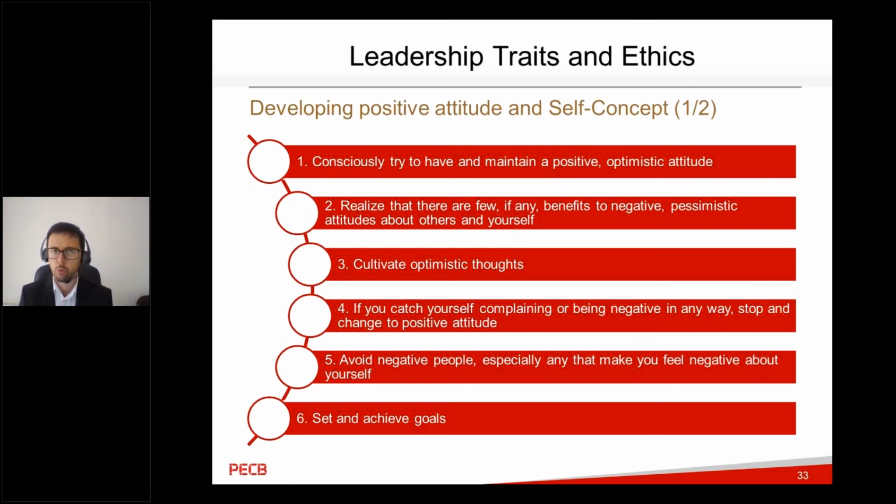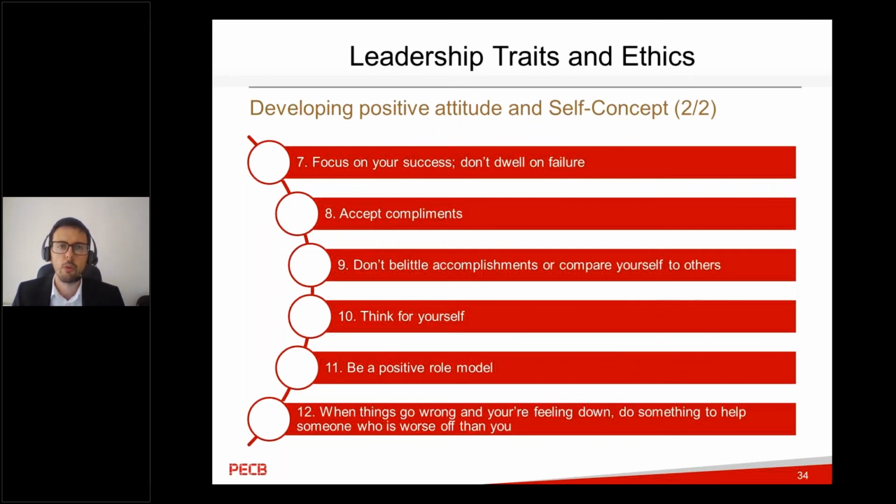But the best way to not fall into negative thinking is by avoiding negative people, especially those that make you feel negative about yourself or belittle you. Associate with people that have a positive self-concept, and they will feed your self-concept as well. Set and achieve goals. It doesn't mean to have ideals or far-reaching goals. By making daily, weekly, or monthly goals and reaching them, we create a sense of accomplishment, and in a sense they will improve our self-worth, or the way that we see ourselves.